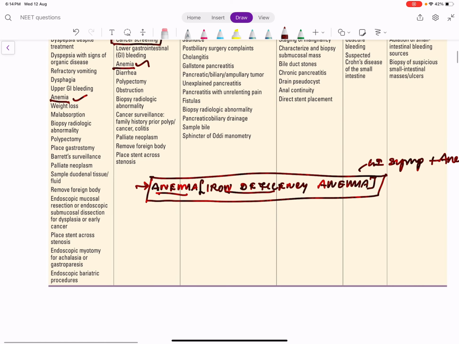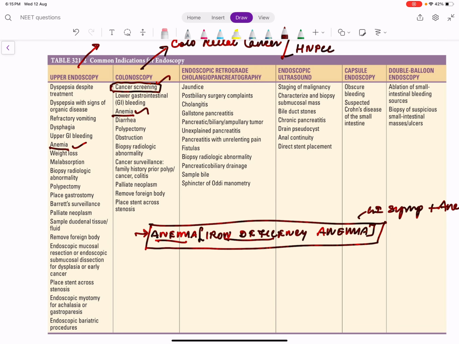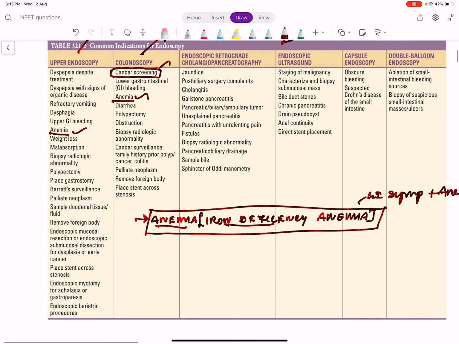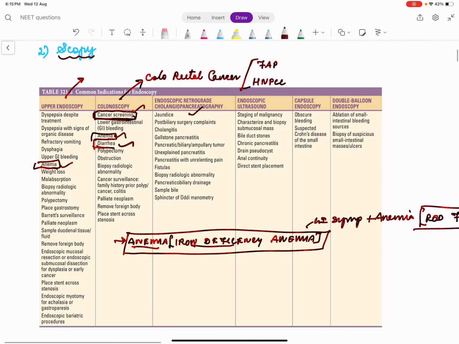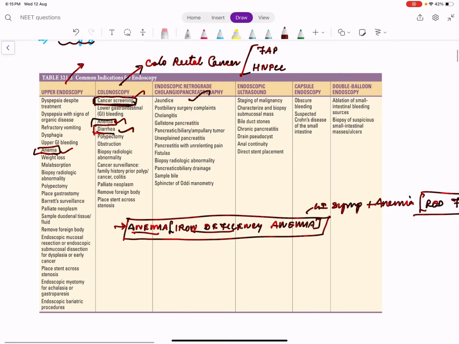That's why in anemia we have to do both the scopies, upper GI scopy and lower GI scopy. For dyspepsia or swallowing difficulty, we have to do upper GI scopy, and for diarrhea we have to do colonoscopy because it's a lower GI symptom. So apart from all indications, remember anemia is one indication where we have to do scopy, and think of cancer screening. Then we have some procedures like endoscopic retrograde cholangiopancreatography. It is both diagnostic as well as therapeutic for pancreatic disorders.